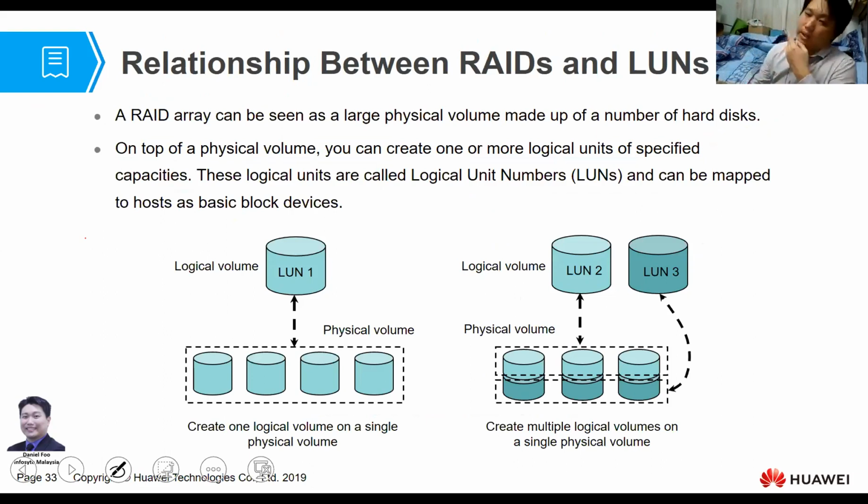Okay, so next thing will be the RAID and LUN relationship. So the RAID array is basically a combination of groups of drives. Okay, so these groups of drives can combine into a large capacity. So you can create one or more logical units, or a volume, sometimes you call it. This logical unit is called the logical unit number, or LUN, that can be mapped to the CNA host or server host as a basic block device. So when you map the LUN to the server host, the server will be able to detect it like your internal drive in your disk management. Then I can proceed to use this drive as a block device storage, format a file system on it, and utilize the capacity.